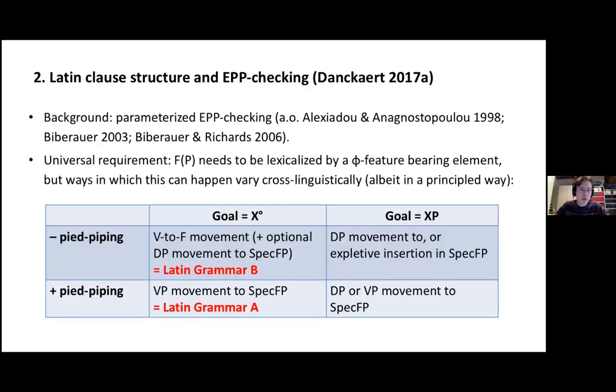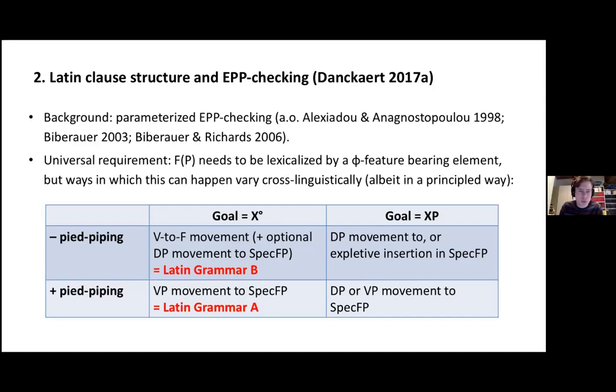So, background about Latin clause structure. What I've been defending in earlier work is that a major change took place in the development from early and classical Latin towards late Latin at the level of EPP checking. The model that I assume is inspired by Alexiadou and Anagnostopoulou, and more specifically by work by Theresa Biberauer. The idea is that there is indeed a universal requirement that there is some functional head pretty high up in the middle field, say the TP domain, which needs to be lexicalized explicitly by a phi-feature bearing category.